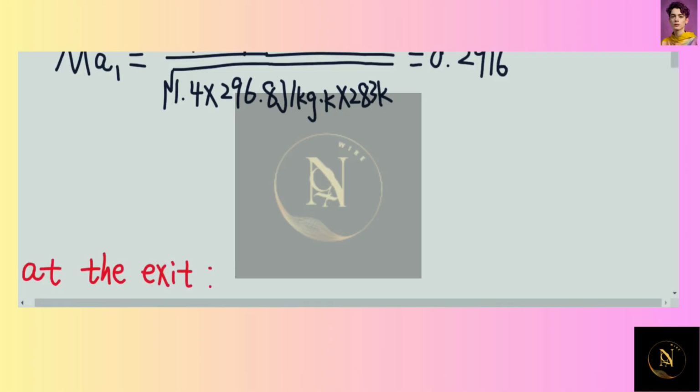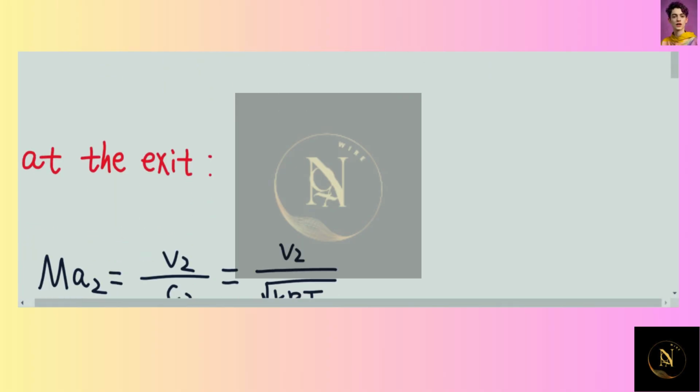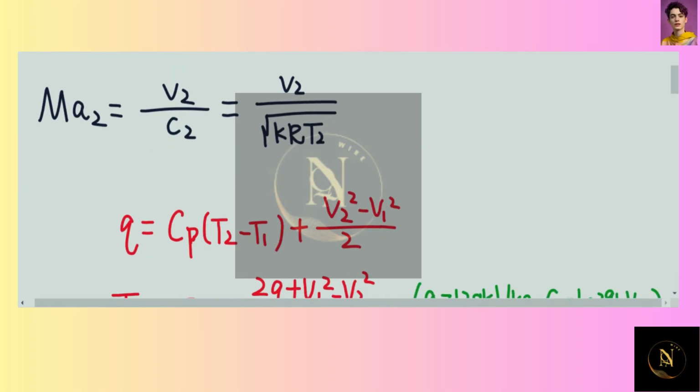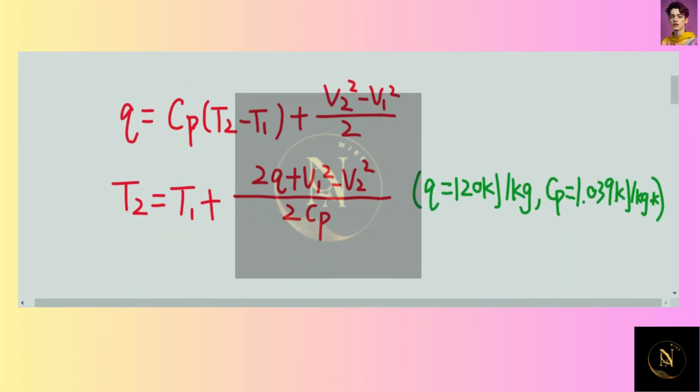Now let's take a look at the Mach number at the exit. At the exit, the Mach number is equal to V2 over C2, which is V2 over the square root of kRT2. V2 is the exit velocity, and T2 is the exit temperature. We know the heat transfer Q is equal to Cp times (T2 minus T1) plus (V2 squared minus V1 squared) over 2. If we rearrange, we have T2, the outlet temperature, equal to T1 plus (2Q plus V1 squared minus V2 squared) over 2Cp.